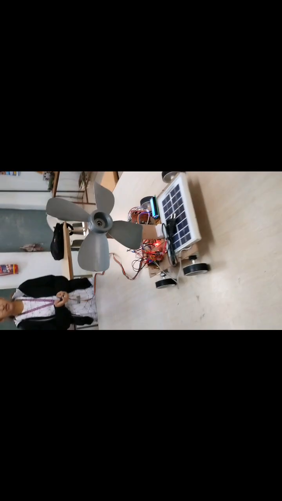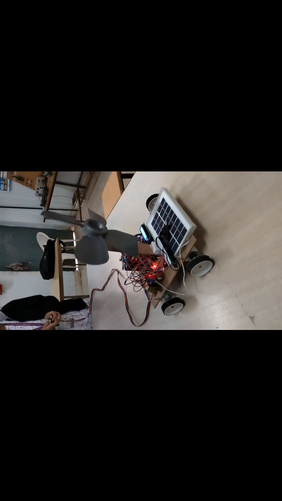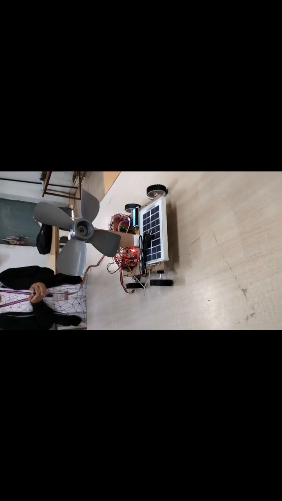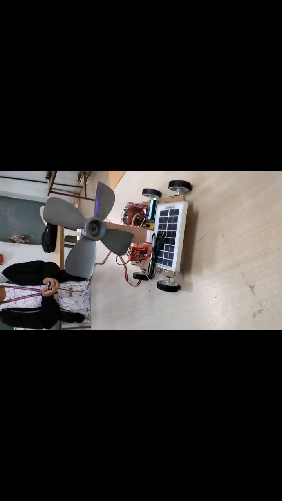If we press two switches at a time, it moves front, and two switches back moves in the back direction. On the right side, if we press the right switch front, it moves right front, and it moves right back when we press the back switch. And if we press the left side switch, it moves left, and likewise back.